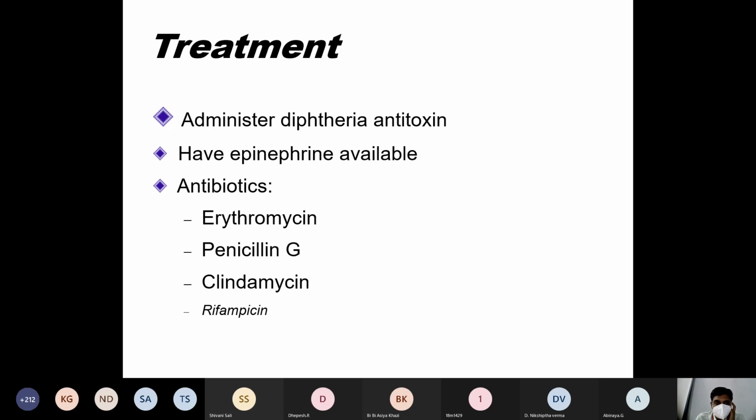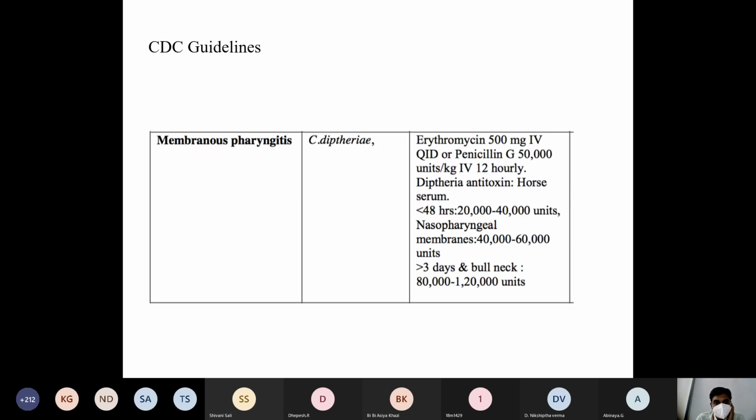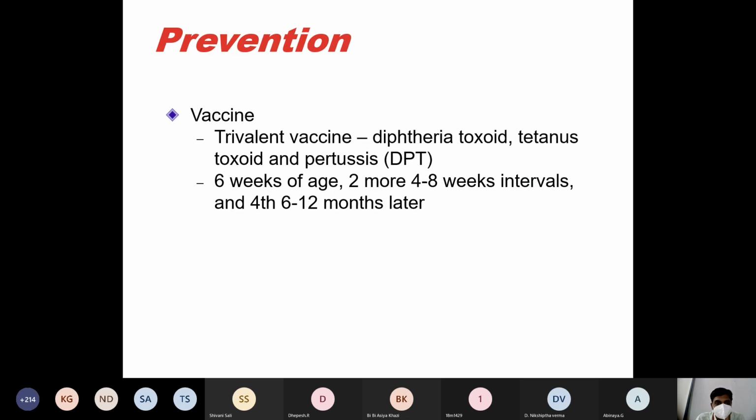Before the antitoxin is made available, you can start off antibiotics also. The antibiotic of choice in this condition is penicillin G because there is very poor drug resistance in this condition. There are very few known cases of drug resistant diphtheria. So the treatment will always be penicillin G in appropriate dose. The dose will be about 50,000 units per kg IV 12th hourly, along with horse antitoxin. Depending on the extent of involvement clinically, you can decide on the dose. So the dose varies from 20 to 40,000 units for single site to 1,20,000 units for multiple site involvement. The vaccine prevents the systemic complications.